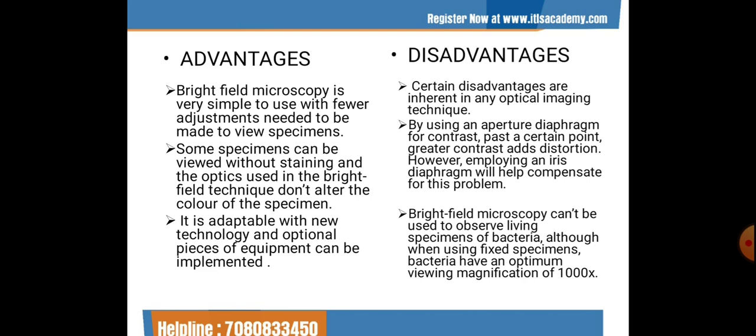But along with the advantages, there are some disadvantages of using the bright field microscope. Certain disadvantages are inherent in any optical imaging technique. By using an aperture diaphragm for contrast past a certain point, greater contrast adds distortion. However, employing an iris diaphragm will help compensate for this problem. Bright field microscopy can't be used to observe living specimens of bacteria, although when using fixed specimens, bacteria have an optimum viewing magnification of 1000x.